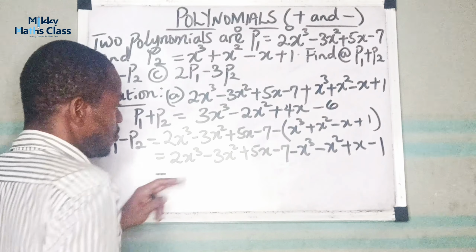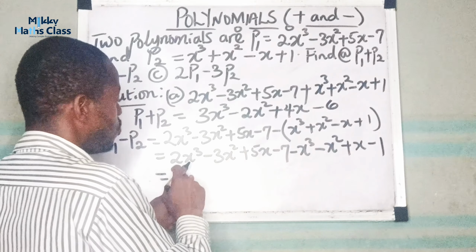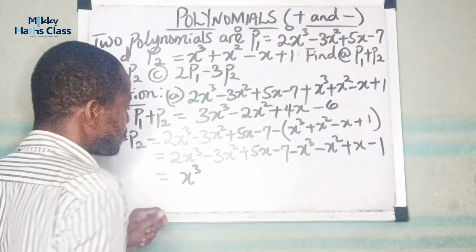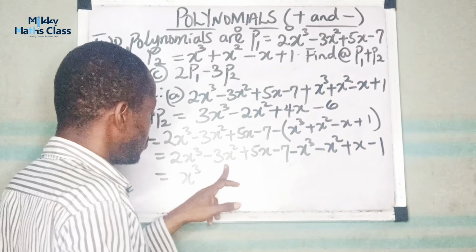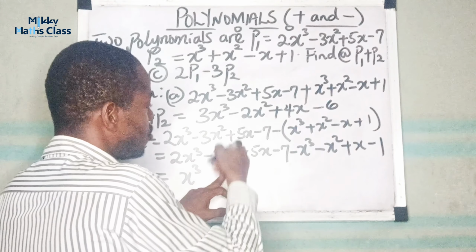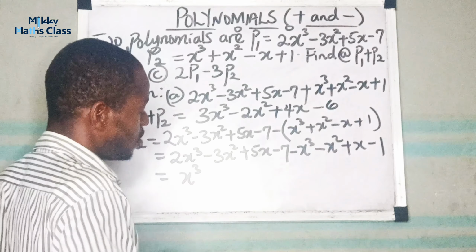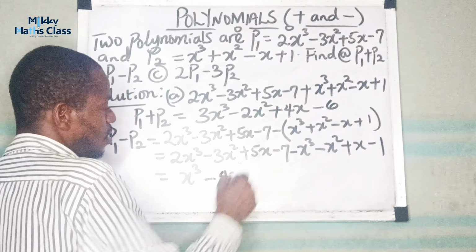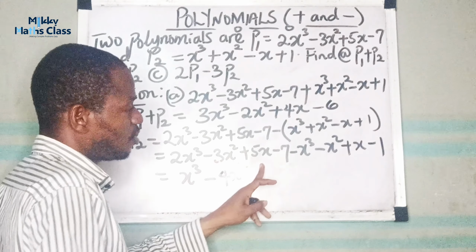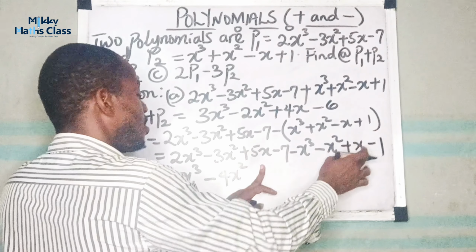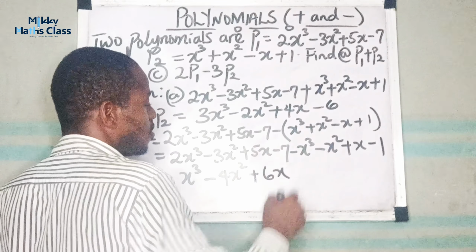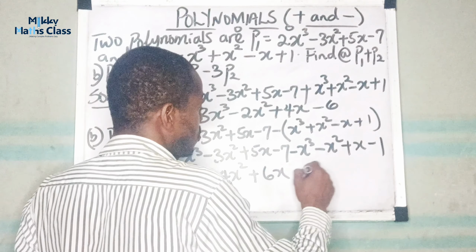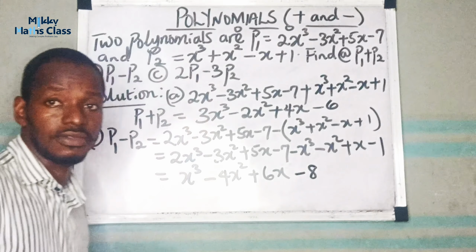Now the same way we did the first one, we do this one like that. So this is the cubic power: 2x raised to the power of 3 minus this, we are left with x cubed. Now we are done with that. Negative 3x squared minus x squared will give us negative 4x squared. We'll move on to the next one. Positive 5x plus x will give us 6x. Then negative 7 minus 1 will give us negative 8.